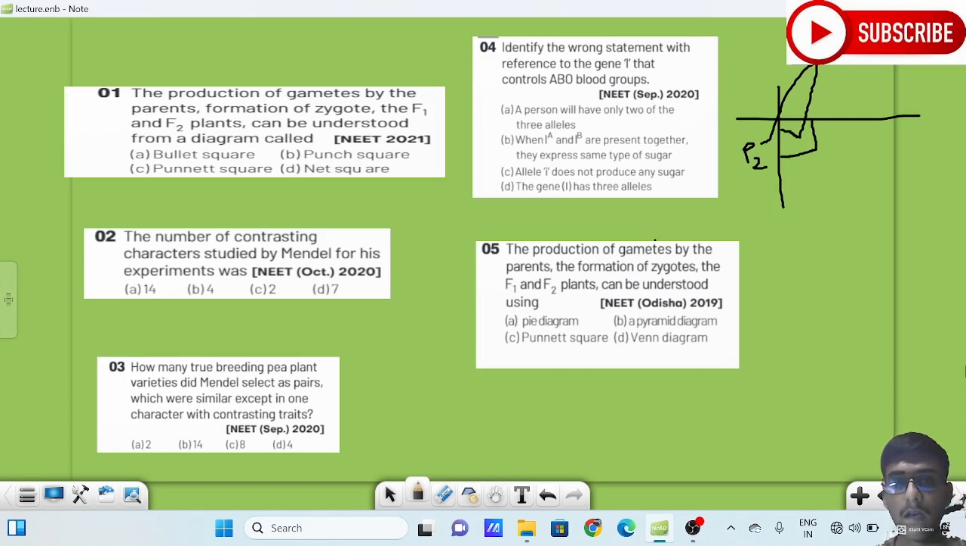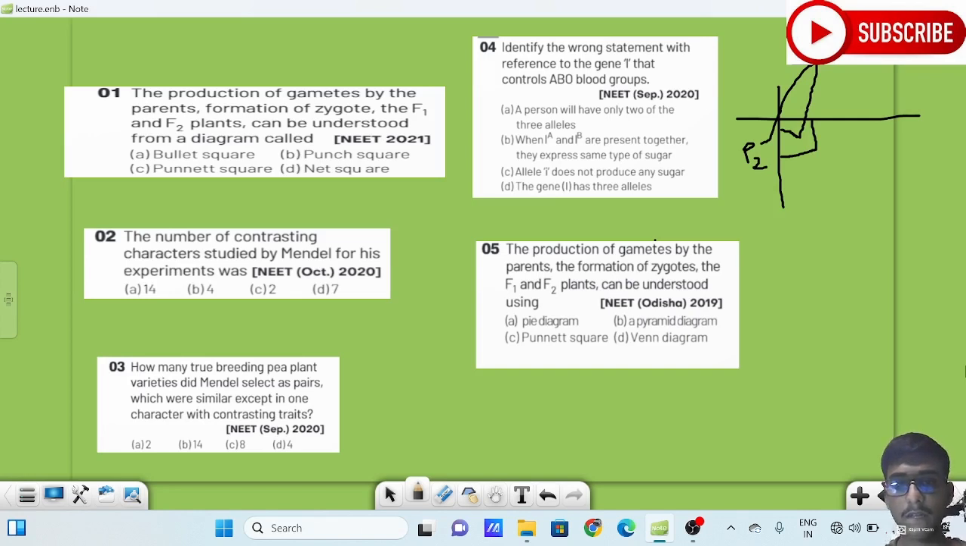So please read the options. A person will only have 2 of the 3 alleles, right? It is correct, because in a population a gene may have more than 2 alleles, but an individual of the population will carry only 2 alleles of the 3 different alleles. Okay, that is correct. We need to find the wrong statement.